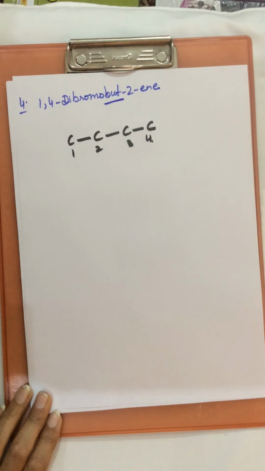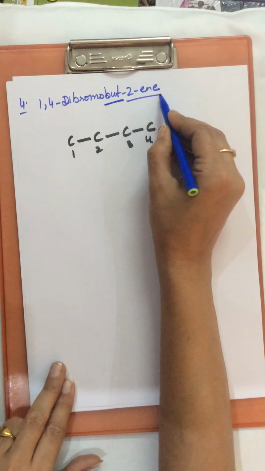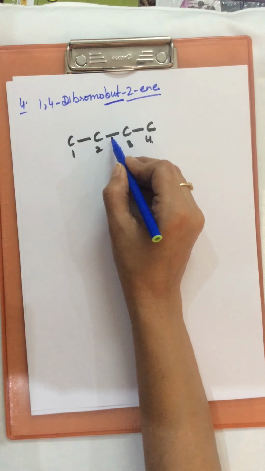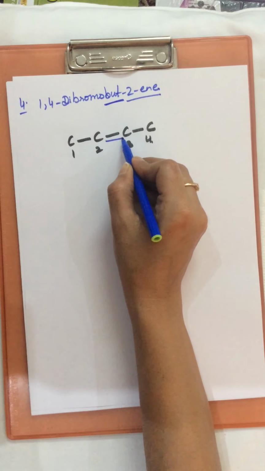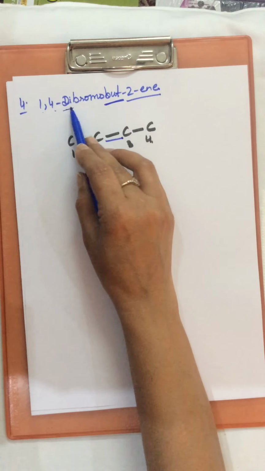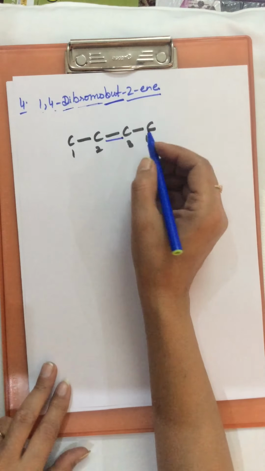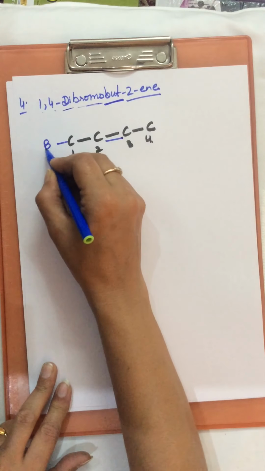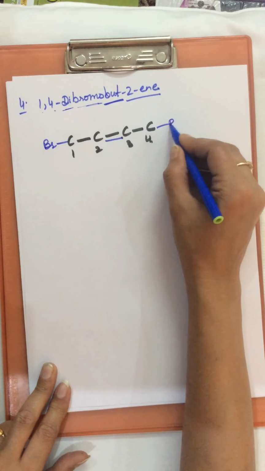Now there's 2-ene. 2-ene means with second and third carbon we have a double bond. 1 and 4 we have dibromo. 2 Br groups are there. One with the first carbon atom, one with the fourth carbon atom.